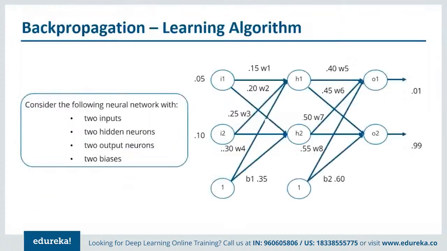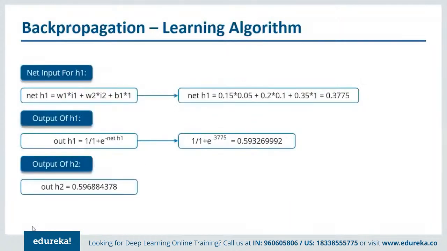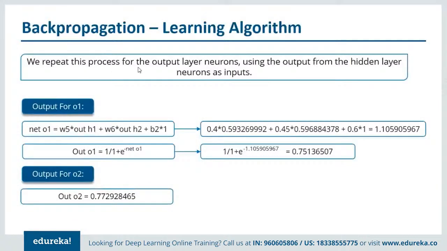So the output of this particular H1 will be 0.59 something. Then we're going to calculate the output of H2 similarly, and we get the output as 0.5968884378. Next up, we are going to repeat the process for the output layer neurons as well.